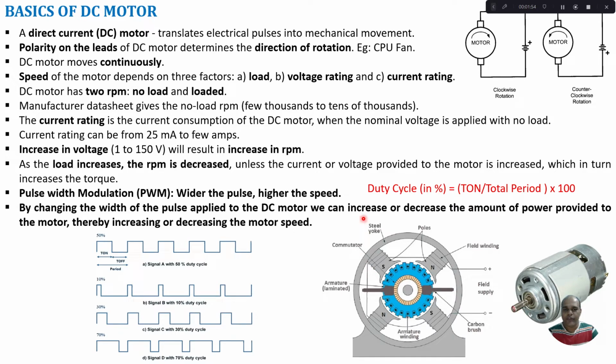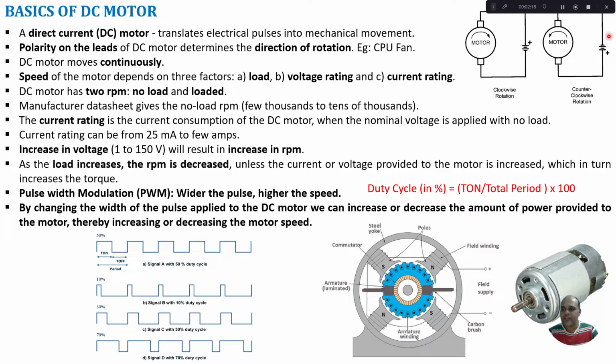If I want to change the direction of rotation, in that case, we need to change the polarity on the leads of the DC motor. For example, here I have shown a motor connected to a battery. The positive terminal of the battery is connected to one lead and the negative terminal is connected to the other lead. Let us assume that the motor is going to rotate in a clockwise direction.